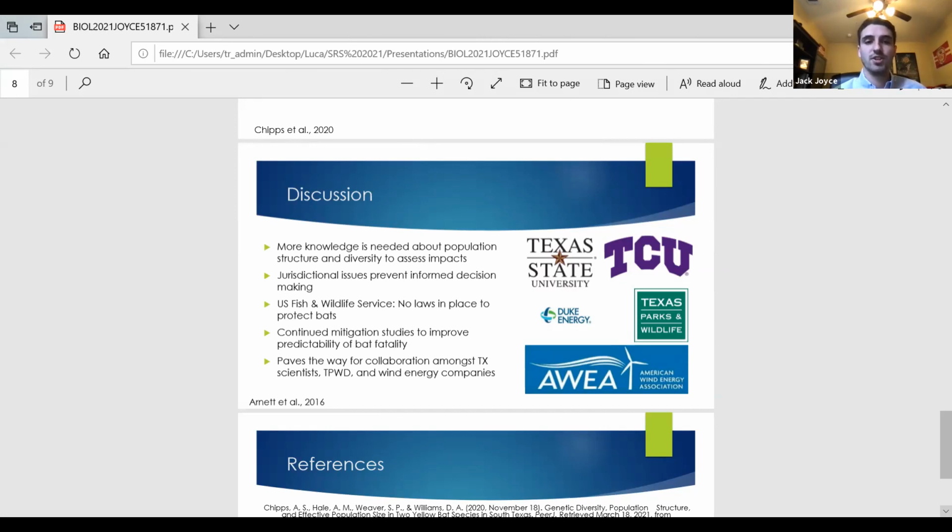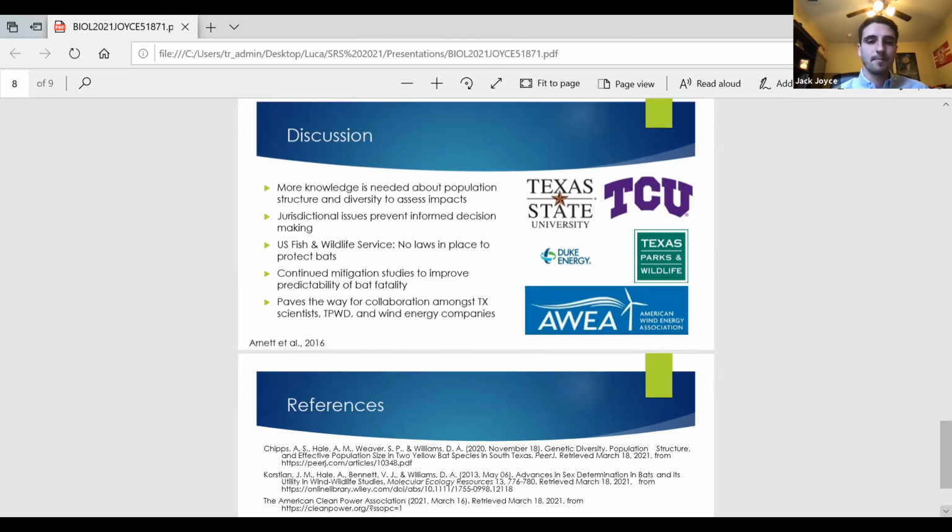Furthermore, we need to talk about jurisdictional issues that prevent informed decision-making in regards to wind energy development. Typically, bat fatalities are not a concern that are addressed in this decision-making process. And furthermore, the U.S. Fish and Wildlife Service provides only voluntary guidelines for wind energy producers to avoid impacts to wildlife from wind energy. And so there's really no laws in place to protect these bats. And this shows that continued mitigation studies need to be emphasized to improve predictability of bat fatality. And this paves the way for collaboration amongst Texas scientists, Texas Parks and Wildlife Department, and wind energy companies to continue wind energy development in a responsible way that conserves these threatened species.